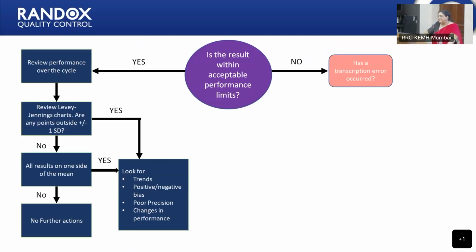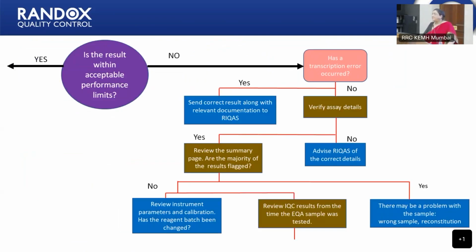You need to check whether there is a positive or negative bias, poor precision, or a change in performance. If there is an outlier, if you find that some parameter is going beyond the acceptable limit, then first you need to check for a transcription error, if there is any. If not, you have to check for a registration error. You have to review the summary page and check if the majority of the results are flat. You need to check if the method, the instrument or reagent, and the unit they have registered are appropriate.